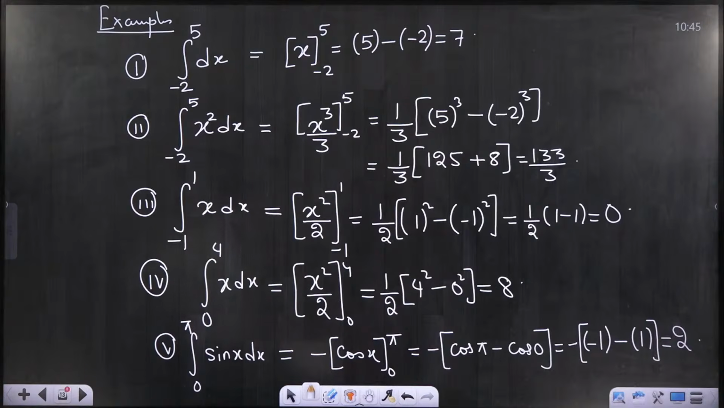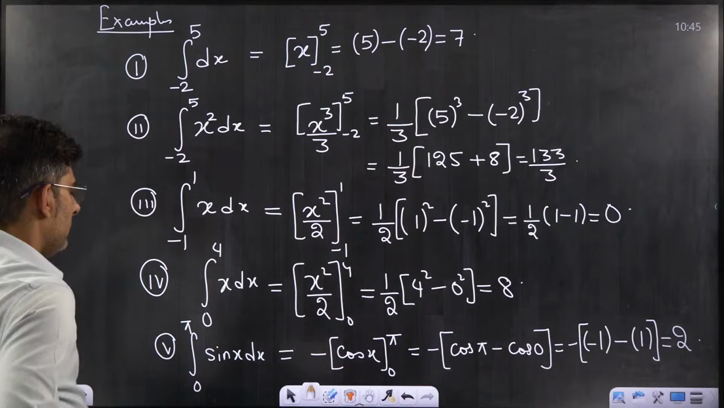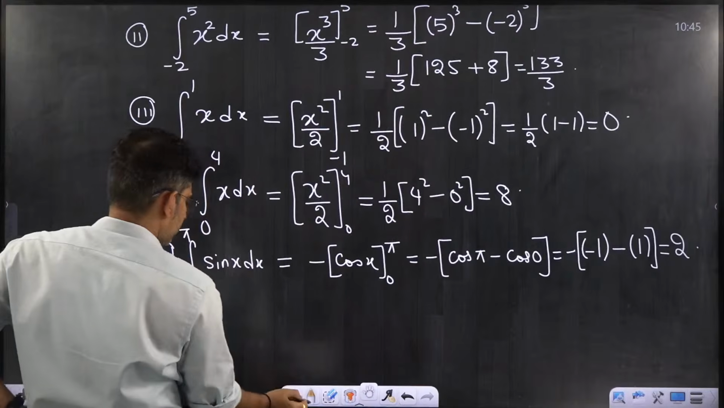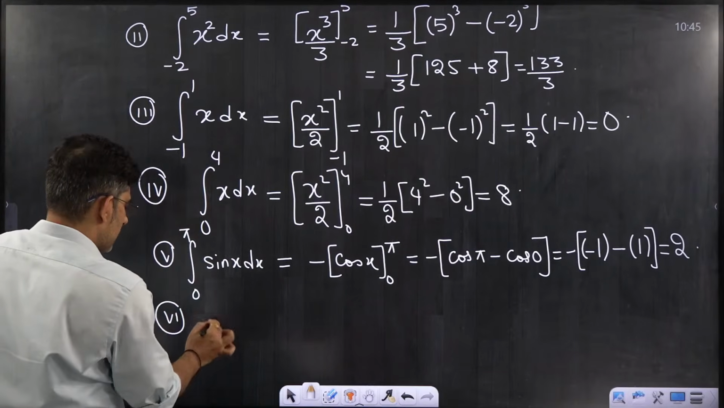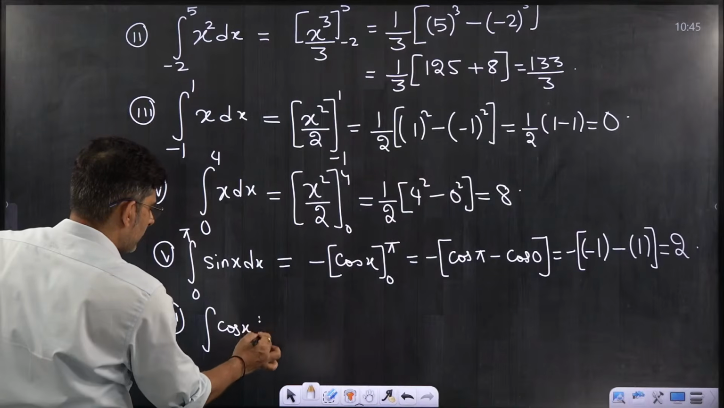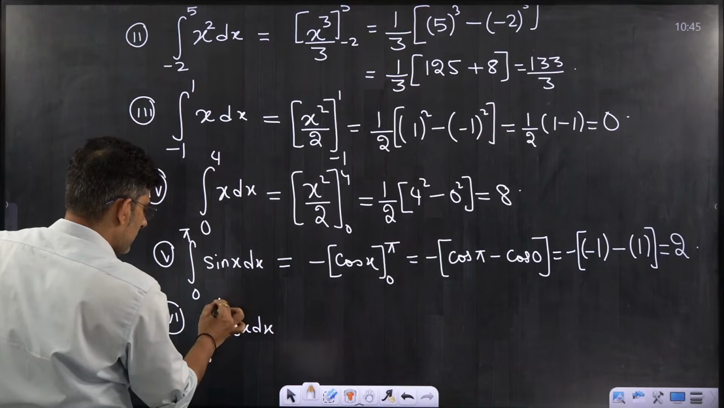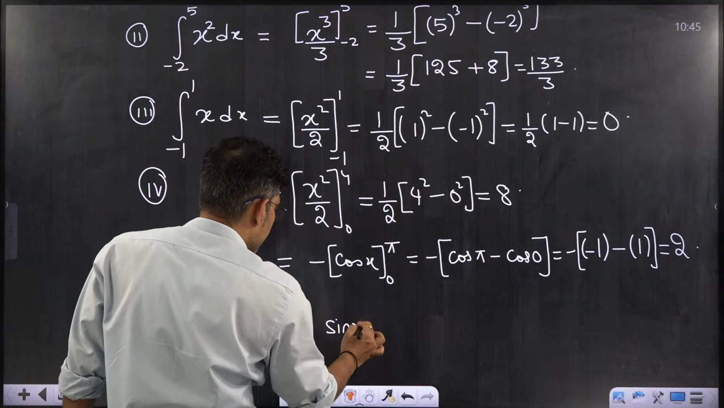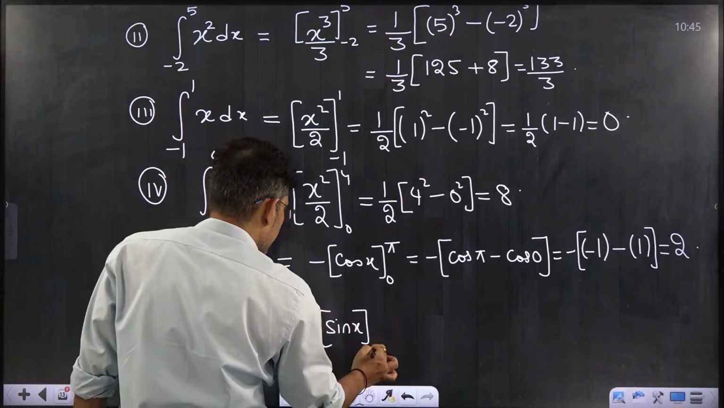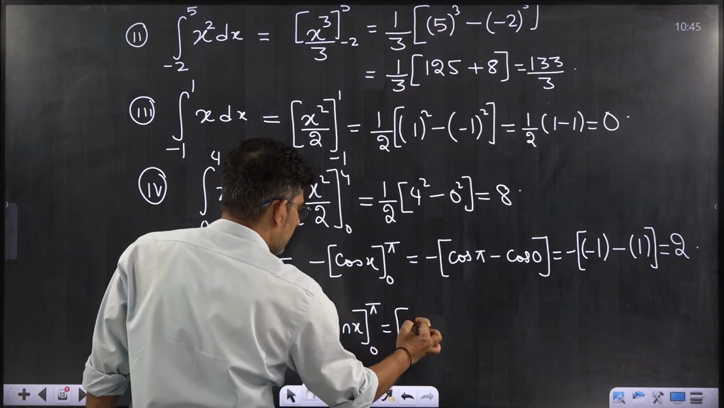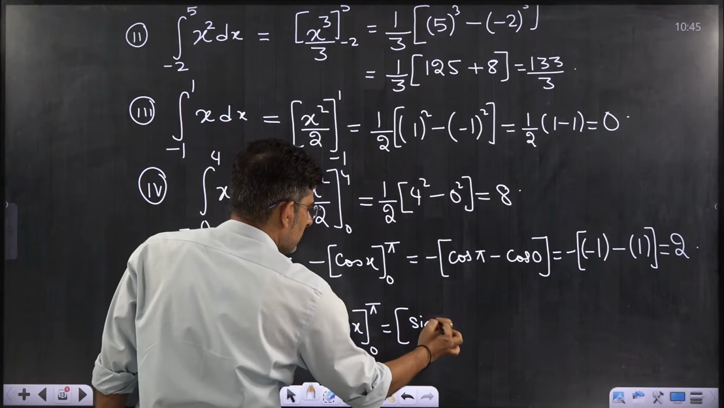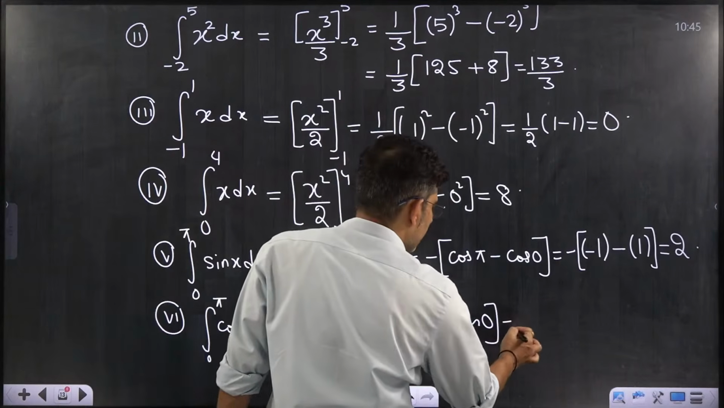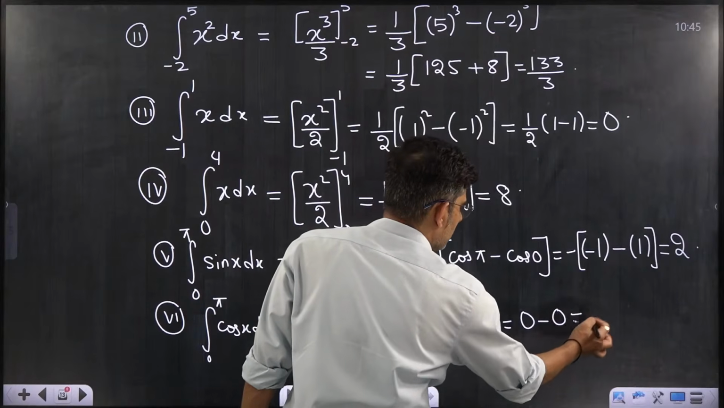But if you do the same for cos x, you will see that you won't get 2, instead you will get 0. Why? Let's see. If the same integration I would have performed for cos x from 0 to pi, then I would have got, integration of cos x is sin x, from 0 to pi. So first I will put sin pi, then I will put sin 0. Now sin 180 is also 0, sin 0 is also 0, you will get 0.